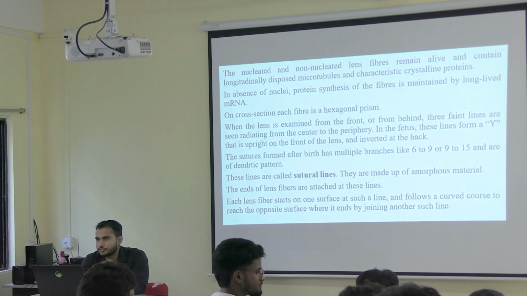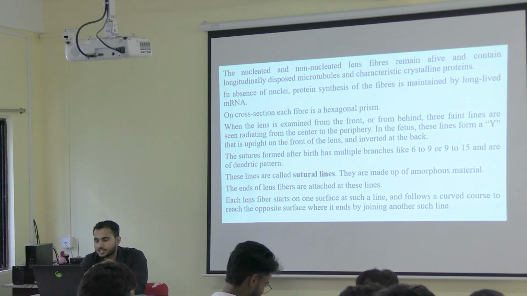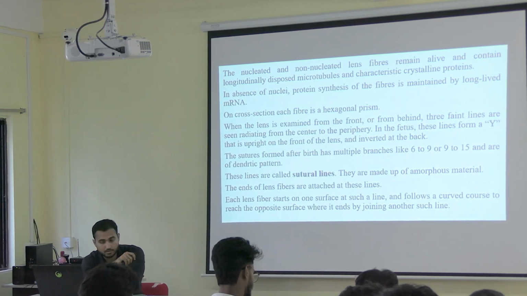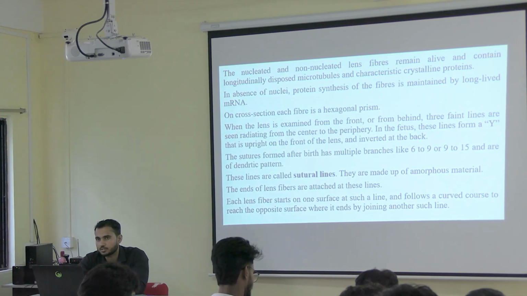Next, if you take the cross section of each lens fiber, what will be the shape? It is hexagonal prism shaped. Okay, it is hexagonal prism shaped.